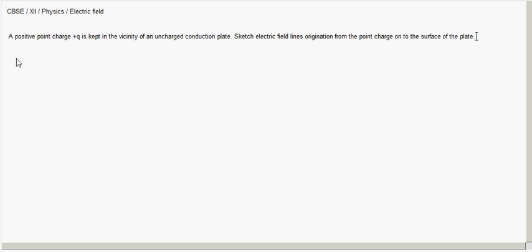A positive point charge plus Q is kept in the vicinity of an uncharged conduction plate. Sketch the electric field lines originating from the point charge onto the surface of the plate. So this is very interesting. Let us try to solve this. But before solving this, let me give you a note.